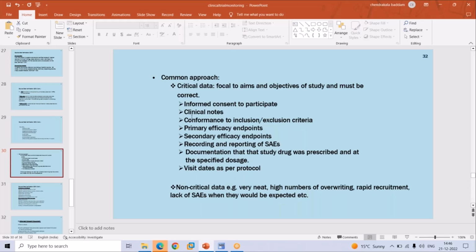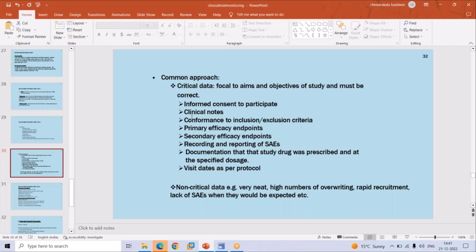The critical points that they check: primary endpoints, secondary endpoints, and the recording and reporting of assays also. They'll also check whether the study drug was prescribed at the protocol specified dose, and whether the visits were as per the protocol. Protocol will define the visits. Let's say the protocol says first month visit, second month visit, third month visit, and before that, day 1, week 5, week 8. Protocol will give you the visit window.